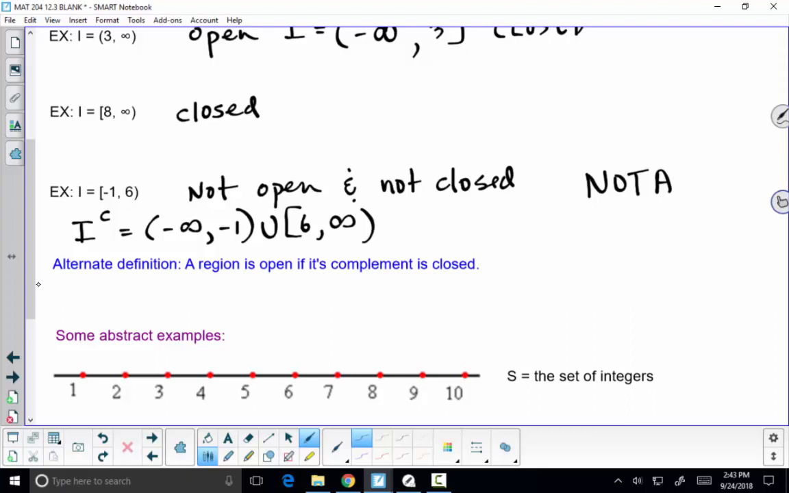What about the one before that? So it would be negative infinity to 8, not including 8? Yes. The complement here is going to be 8 to infinity, like that, and that's open. So if you have a boundary or whatever that's NOTA, its complement is also going to be NOTA? Yes. Okay. Yeah, that's going to be true.